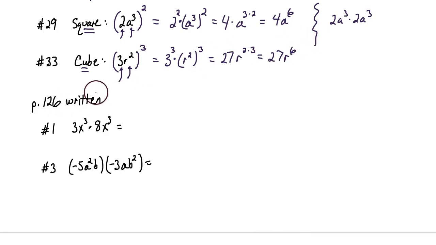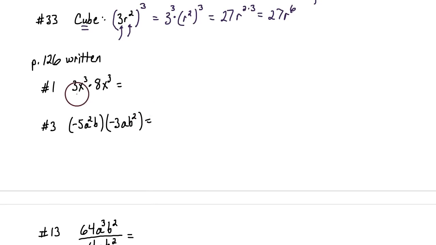Page 126, the written. Let's simplify these. 3 times 8 is 24. X to the third times x to the third is x to the 3 plus 3. So the answer is 24 x to the 6th power.